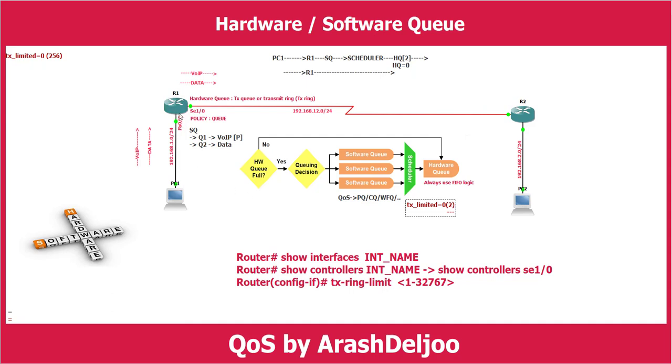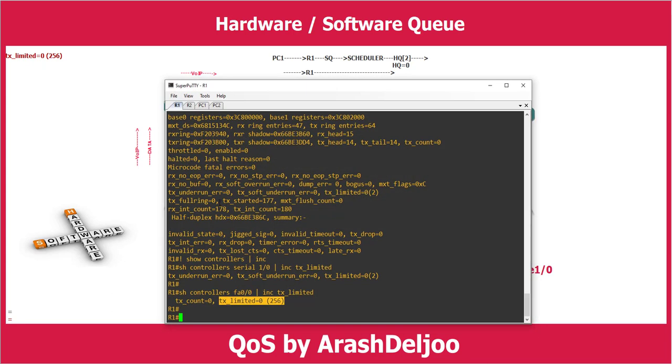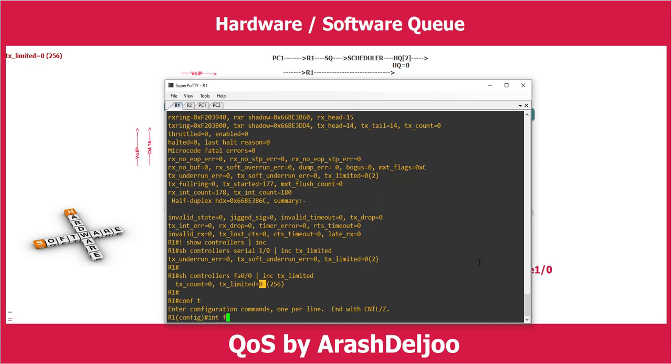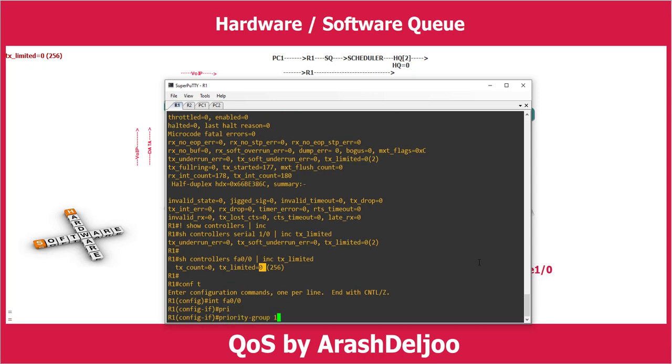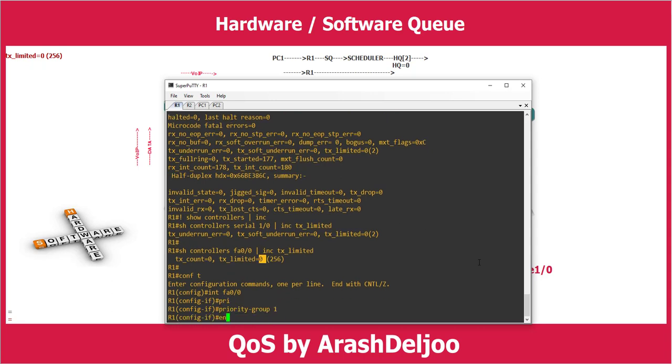For example, in the R1 here, let me show you. This is the R1. Now, as you can see, we have 256 lengths of the packet, and 0 means we don't have any queuing mechanism on this interface. Let me enable one queuing mechanism on this interface. The detail of this command is not important for us. For example, priority group 1. Okay, this is the PQ command.